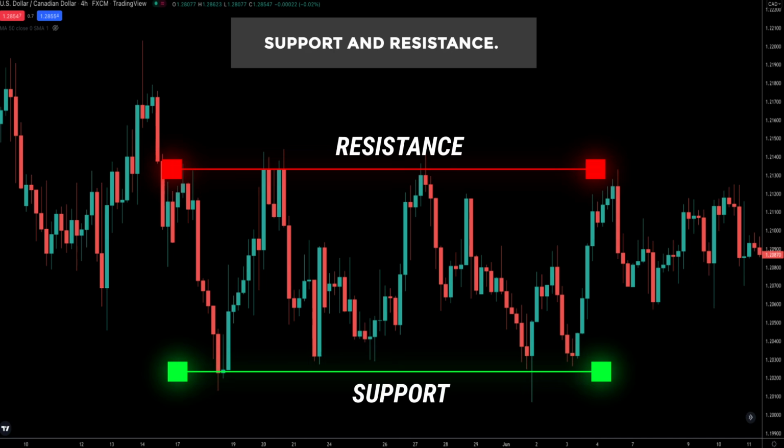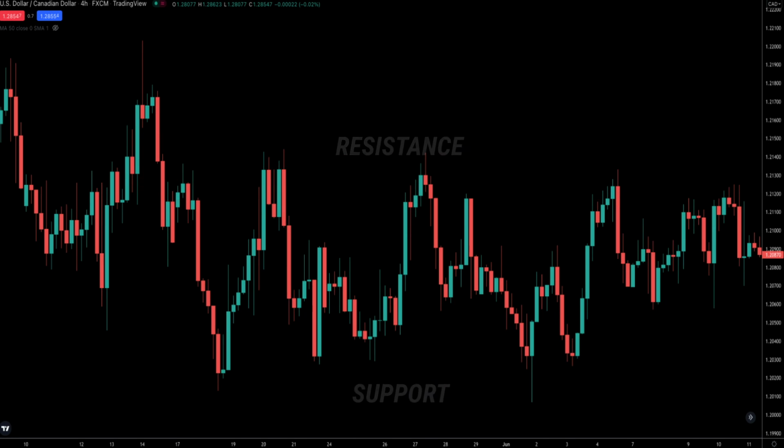When a support level is broken, it becomes a resistance level. And of course, the opposite is also true. When a resistance level is broken, it becomes a support level. So that's the basic understanding. Let's apply this to the charts.